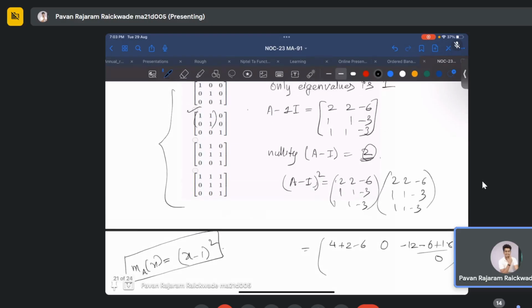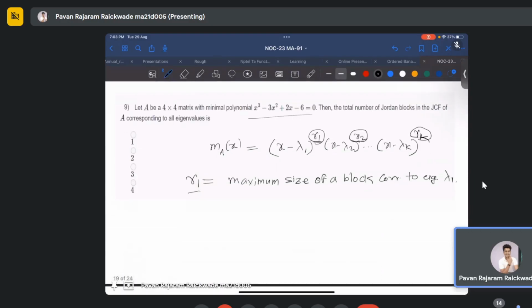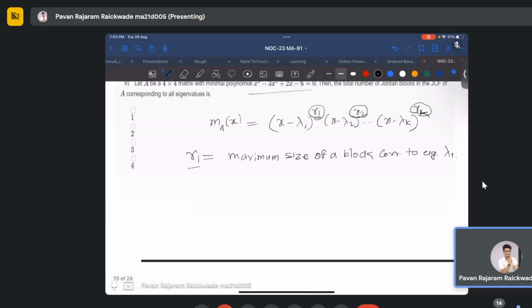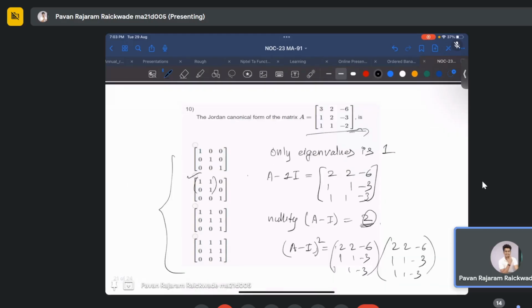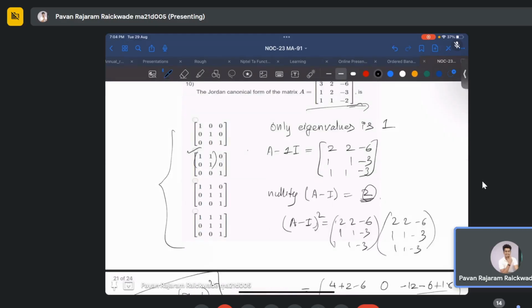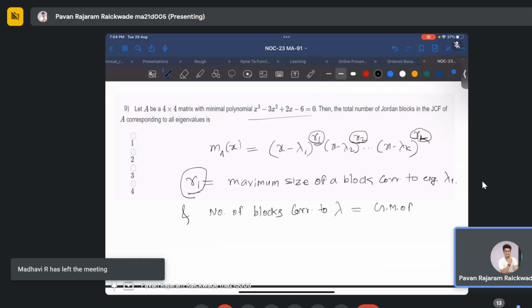Yeah, coincidentally, in this case also it's coming that geometric multiplicity is the same as the maximum size of a block, but that's not true. What I recall the best is that the maximum size of a block is the degree in the minimal polynomial, and the number of blocks corresponding to eigenvalue lambda is equal to the geometric multiplicity of lambda.